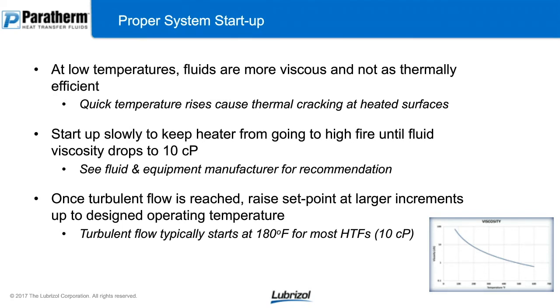But typically 10 centipoise under normal operating conditions in traditional systems will give you that Reynolds number that allows for turbulent flow. But once that turbulent flow is reached, you can raise your set point in higher increments to give you the designed operating temperature. So that 10 centipoise for a mineral oil-based fluid is going to be around 180 degrees Fahrenheit. And you can just look at your viscosity versus temperature chart or table to find what temperature is going to give you that 10 centipoise.